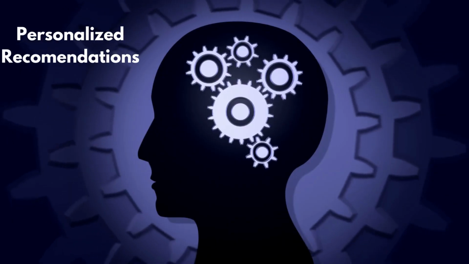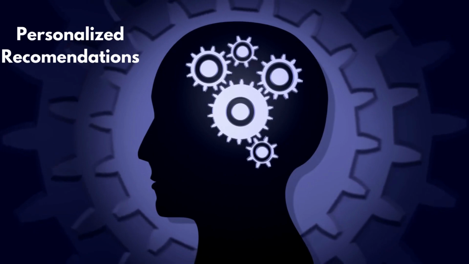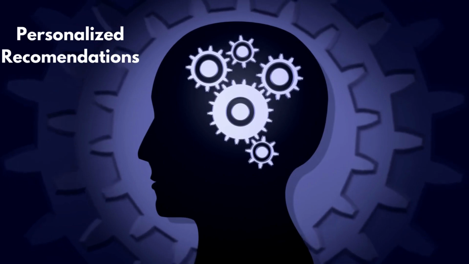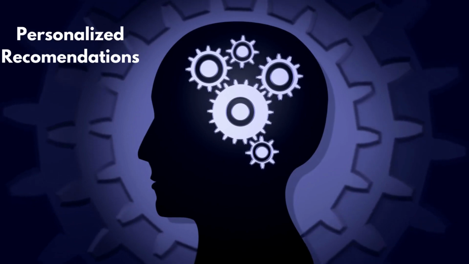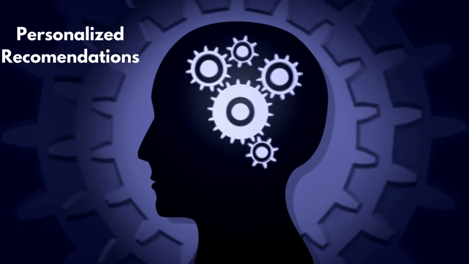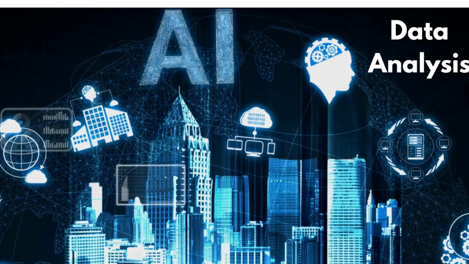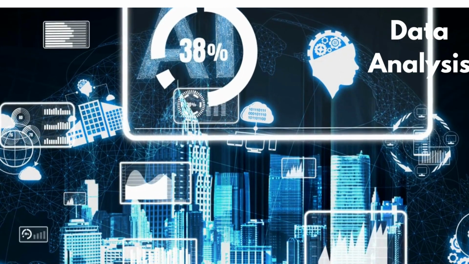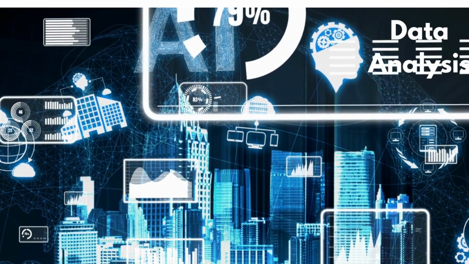Personalized recommendations. ChatGPT can be used to provide personalized recommendations to users based on their preferences and behaviors. By training ChatGPT on user data, such as browsing history or purchase history, you can create recommendation engines that suggest products, services, or content that are tailored to individual users. Last but not least, research and data analysis. ChatGPT can be used to analyze and summarize a large amount of data, making it useful for research and analysis in a variety of fields.